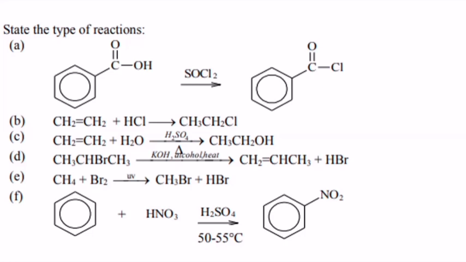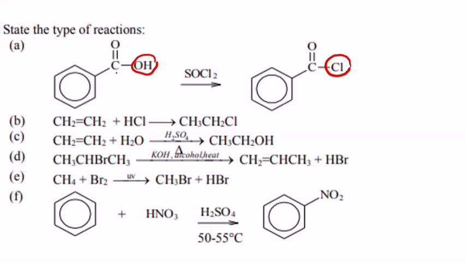Okay class, let's try this exercise. Okay, A. First we look at the product formed. From the product, we can see that this OH has been substituted with this chlorine. So, this reaction is a substitution reaction. But what type of substitution depends on the site of reaction.